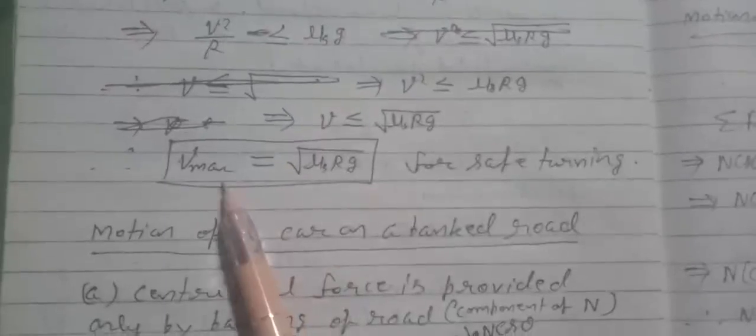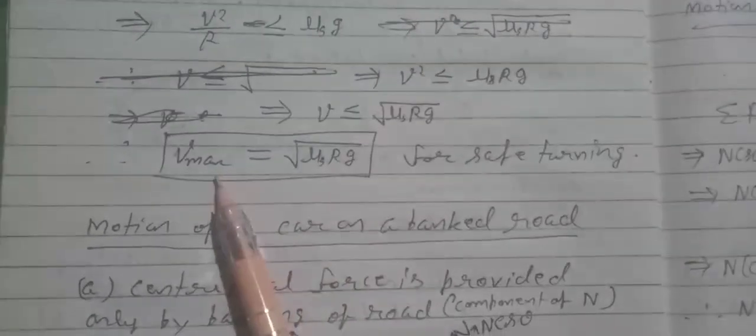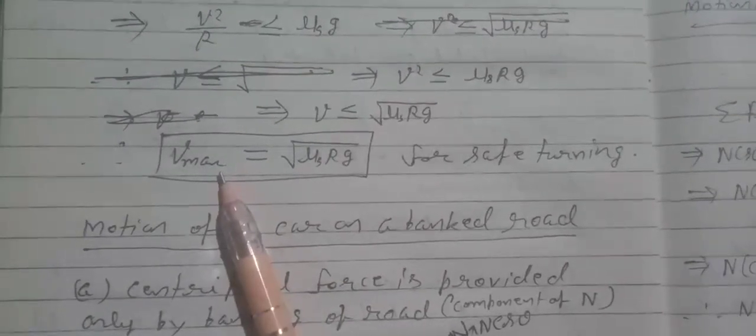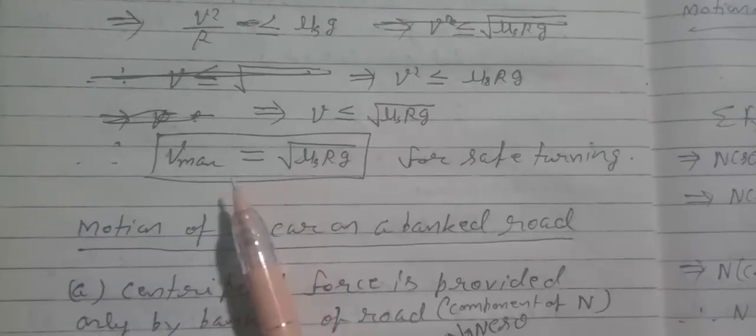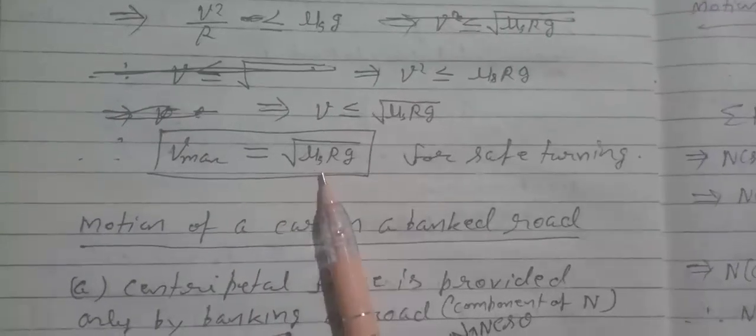That is, this velocity shows the maximum velocity of a car that can go on a circular path.